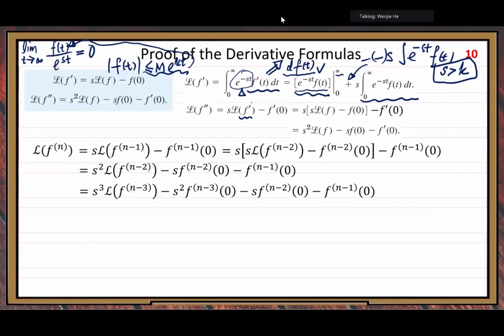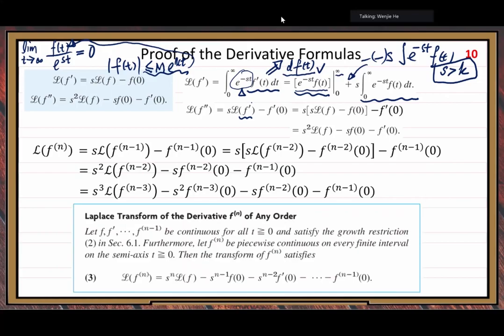But at the end, we want to find some rule. The final formula, we want to find some rule. So this is the final version of the formula, although we need to check some conditions.